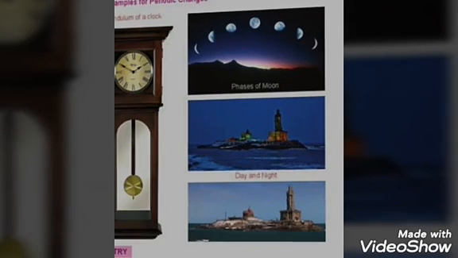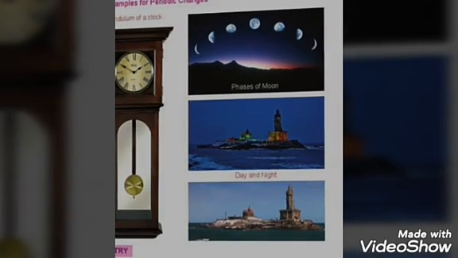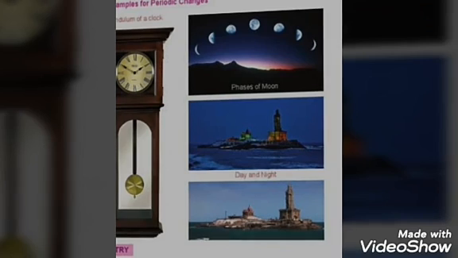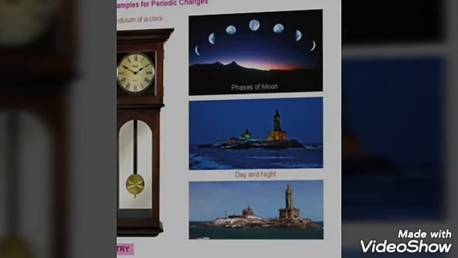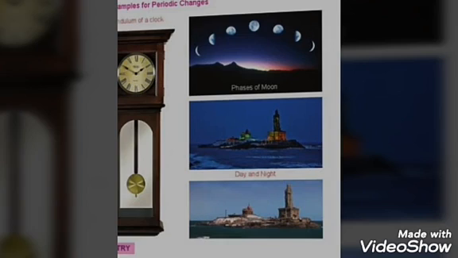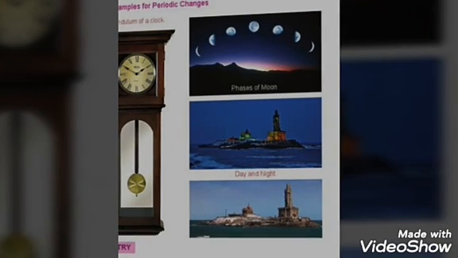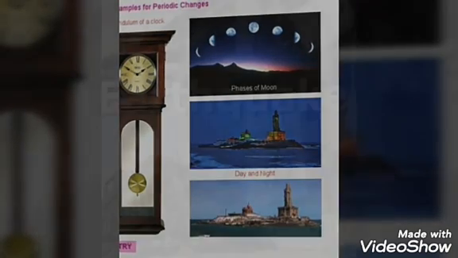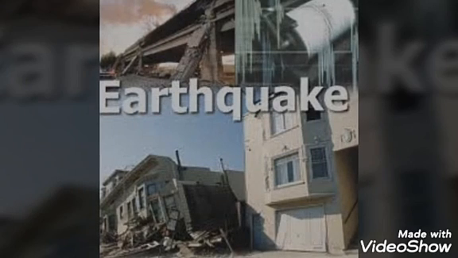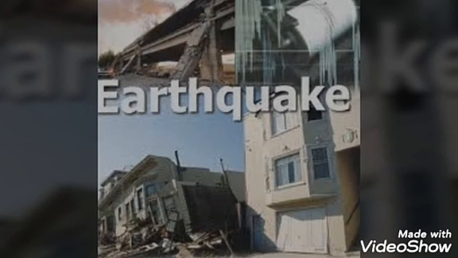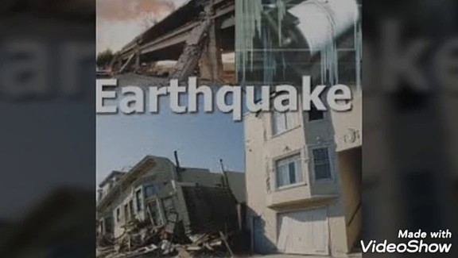Movement of hands of a clock, phases of moon, day and night, and seasons are also periodic changes, whereas earthquake is an example of a non-periodic change.